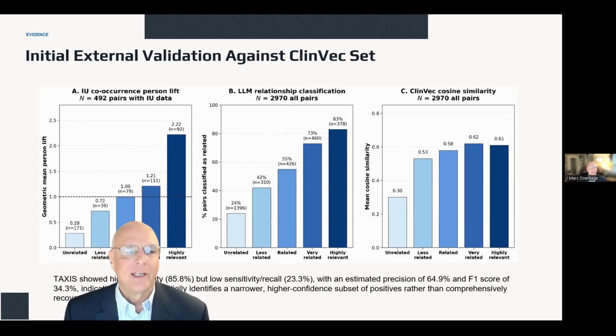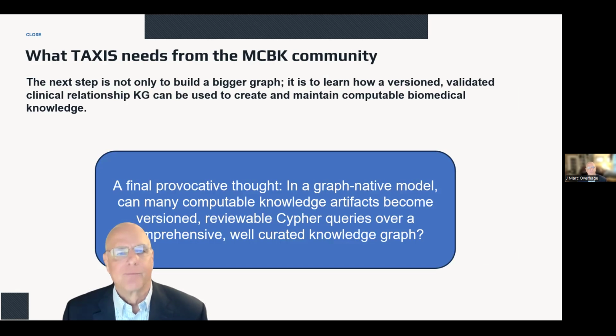So sensitivity is not great, 23% or so, and is an area where we have substantial work to do. I interpret this as a useful early validation profile. TAXIS appears well suited at this point to surfacing a subset of likely meaningful relationships for review, rather than to replace comprehensive knowledge curation.